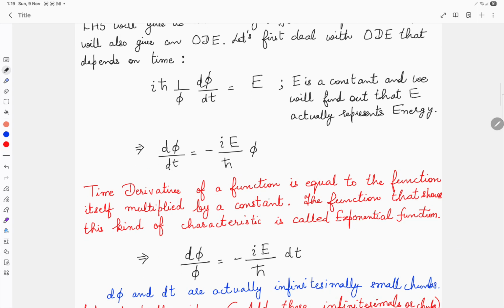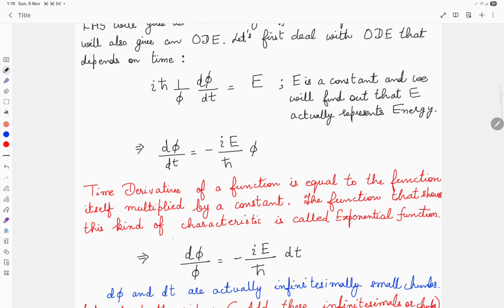Now this is the time derivative of a function. So the time derivative of this function phi is equal to the function itself multiplied by a constant, because E is constant, iota is constant, h cross is constant. The function that shows this kind of characteristic, in which the time derivative is equal to the function itself, is called an exponential function.